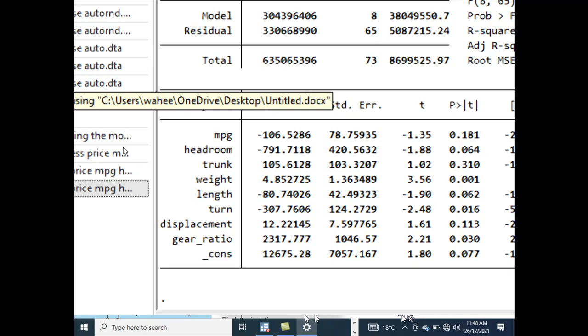Which 3 of them? Weight, turn, and gear ratio. Okay? Or in more statistical language, we can say that at 5% level of significance, these three variables have a significant effect. Why? Because we are comparing it with 5%, the usual standard. So although the initial part of the model was telling us that at least one of the variables has a significant effect, this portion is now particularly telling us which variable has a significant effect and which variable has an insignificant effect.